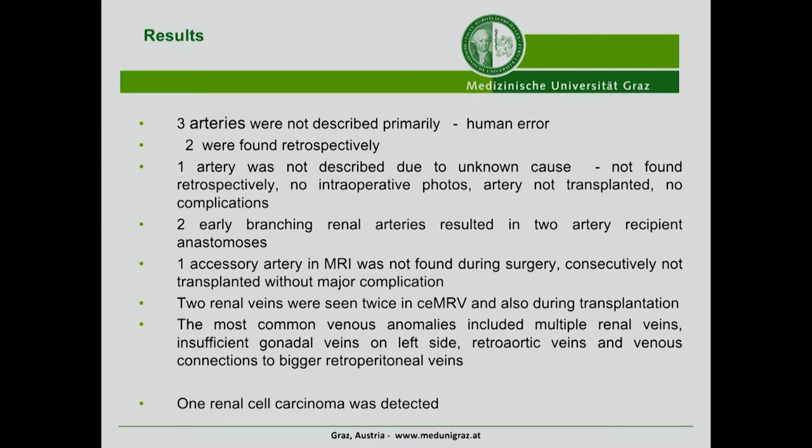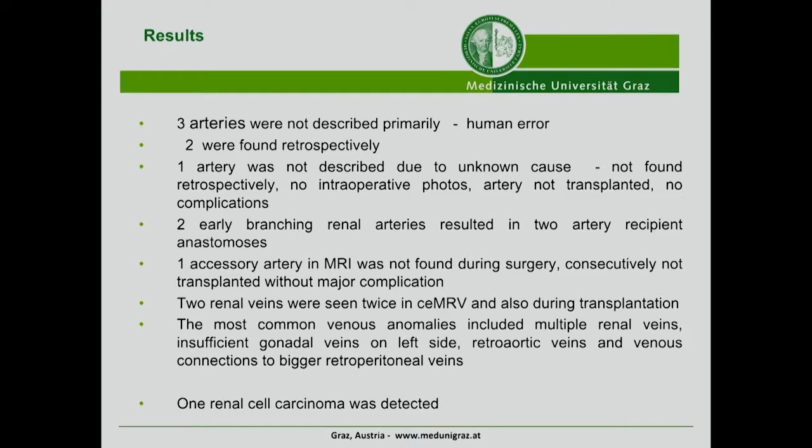2 early branching renal arteries resulted in 2 artery recipient anastomoses, and 1 accessory artery in MR was not found during surgery, consecutively not transplanted, but also without complication. It was also such a small artery as I showed you.